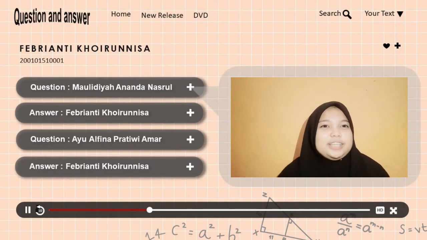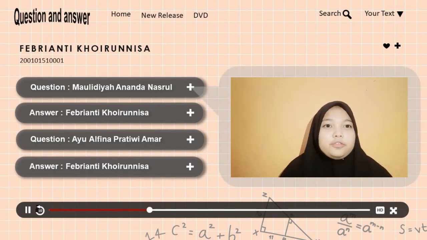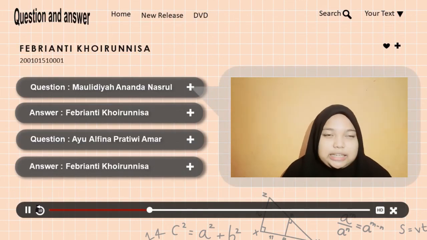Okay, I'm Lydia Ananda Nasrul from the third group. I have a question for Febrianti Khoirunnisa in her individual video presentation. Why do we have to solve for b, even though the value of b is known in the equation of y?